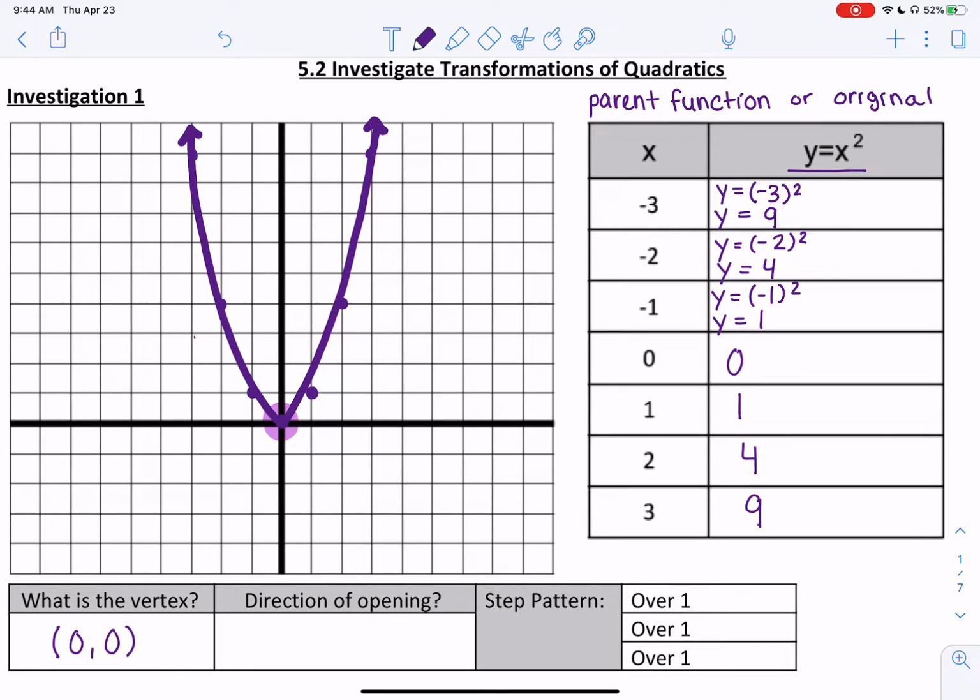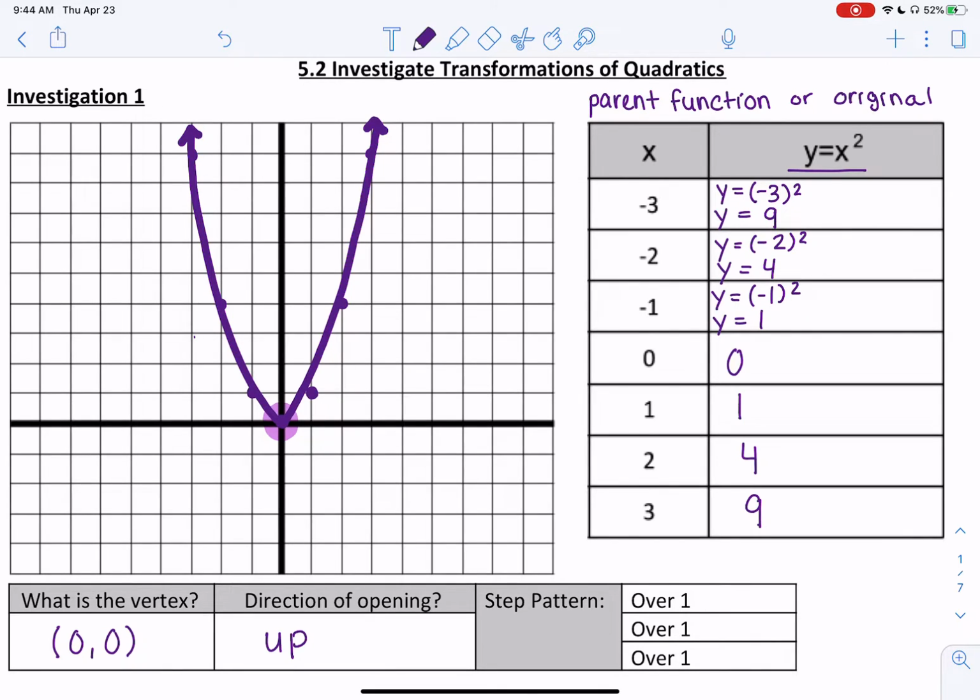The second thing we're going to be looking at is our direction of opening. Is it opening facing up or is it facing downwards? In this case, it's facing up. I like to think of those as a happy parabola. It's like a little smiley face. So those are upward facing ones.